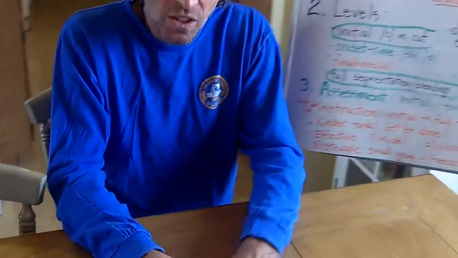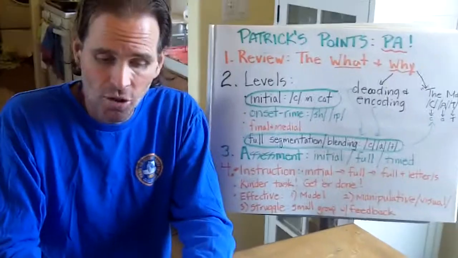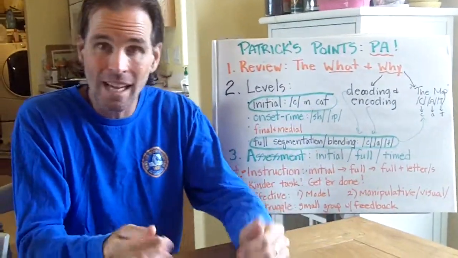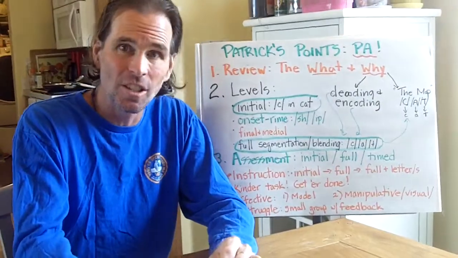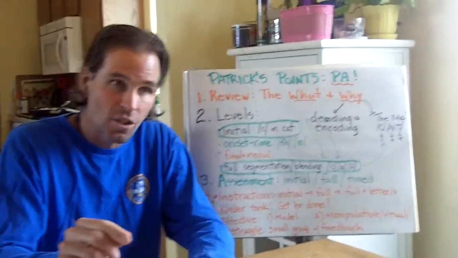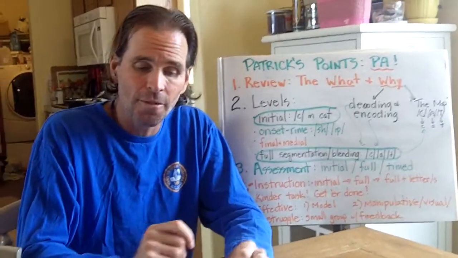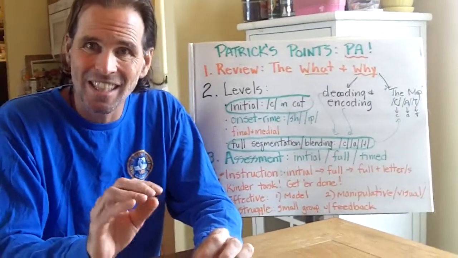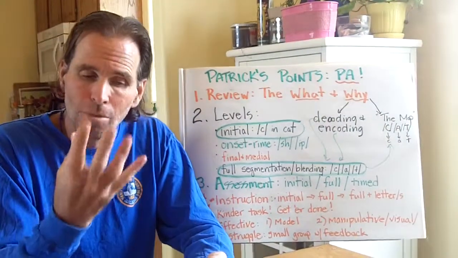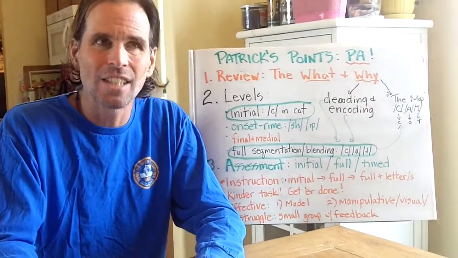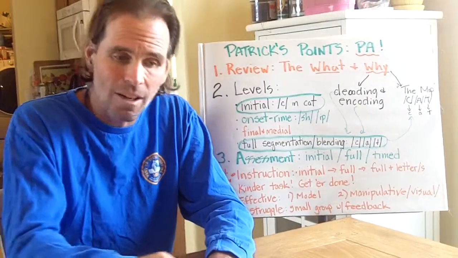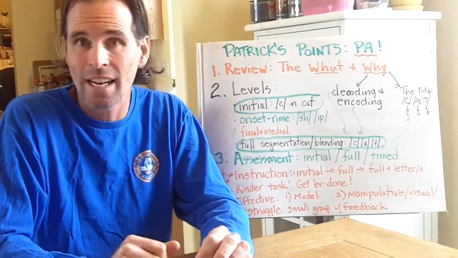So this is that third level of phoneme instruction, which is full phoneme segmentation and blending with the addition of letters. Now it becomes a task of not just blending and segmenting the phonemes, but also recognizing the alphabetic principle. Those sounds that we're playing with in words, that's what those letters mean. They represent those sounds, and I can replace that sound with that letter.